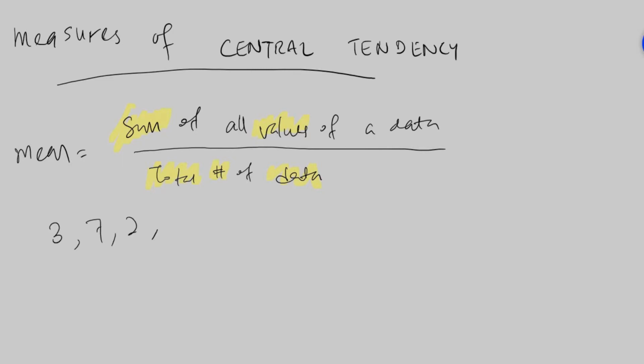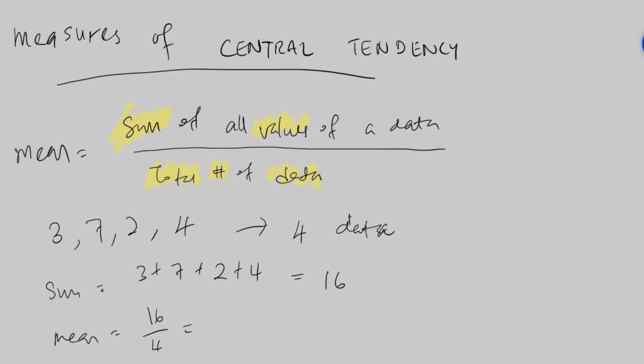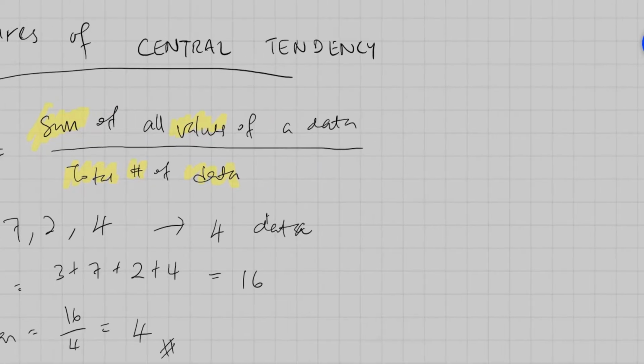We have 3, 7, 2, 4. How many data do you have? 4. Okay, and the values are 3, 7, 2 and 4, right? So add up all the values, meaning to say we want to find the sum. So the sum of 3, 7, 2 and 4 added up together will be 16. And how many numbers do you have again? 4. So 16 divided by 4 will be 4. Therefore your average or your mean is 4.